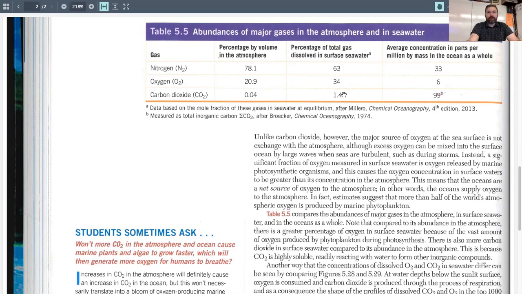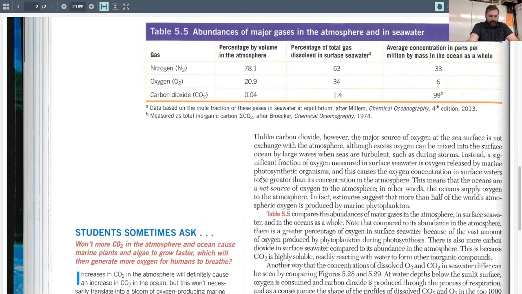So when you put carbon dioxide in the atmosphere, it doesn't just stay in the atmosphere; it can go into the ocean. And this shows concentration in parts per million by mass in the ocean. So even though carbon dioxide is in relatively low concentration in the ocean, it has a much higher formula mass than that for oxygen and nitrogen.